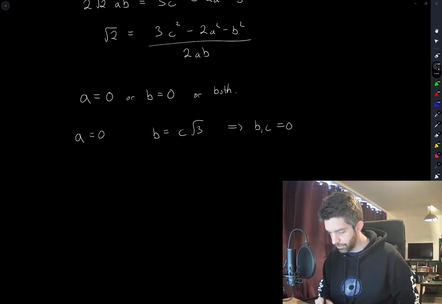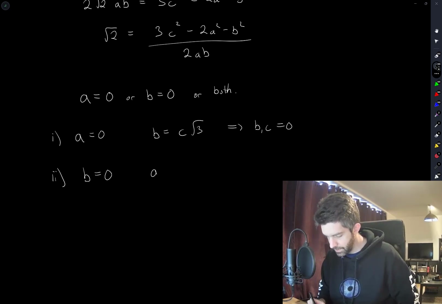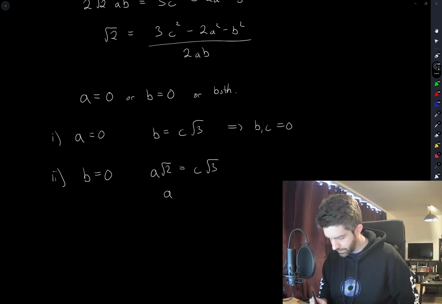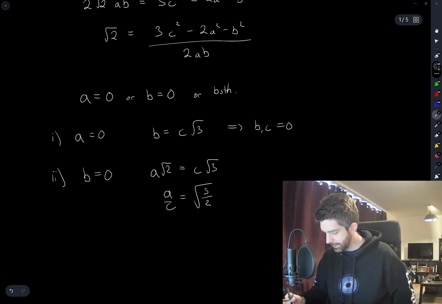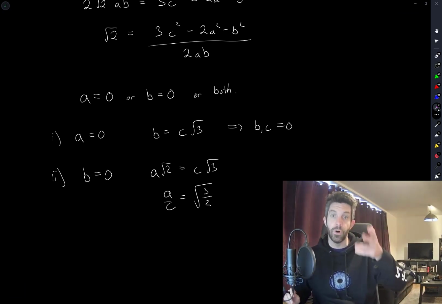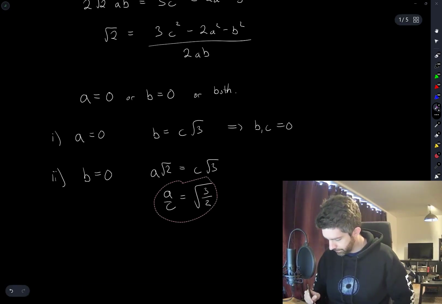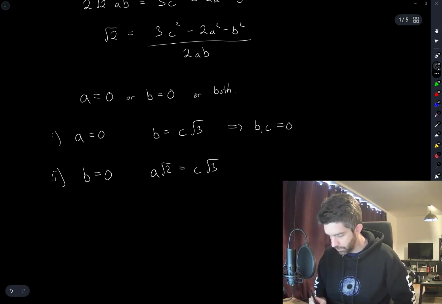Okay, what about the other case from before? b is equal to 0. This says that a root 2 is equal to c root 3. And this says that a over c is equal to root 3 over root 2. Let's write it another way: c over a is equal to root 2 over root 3.